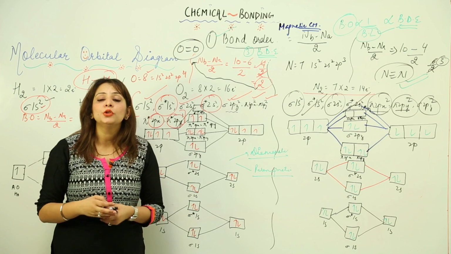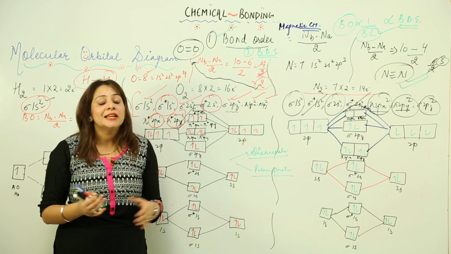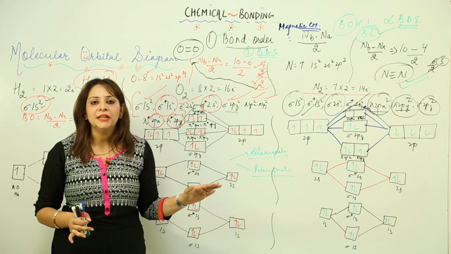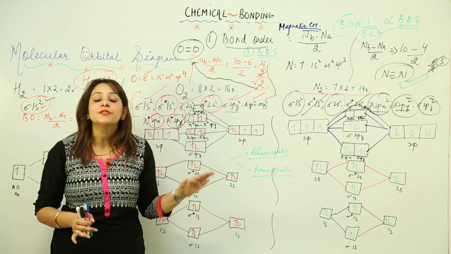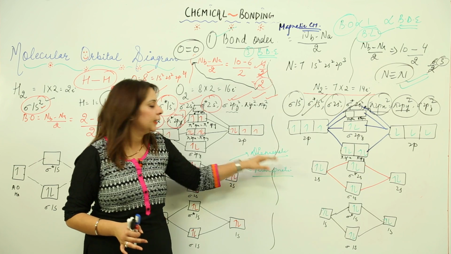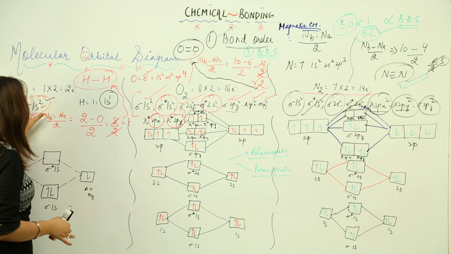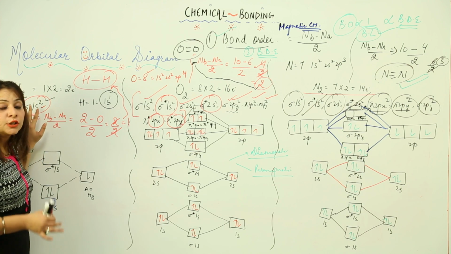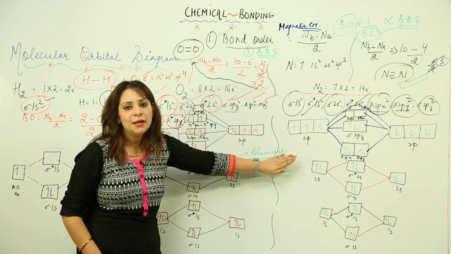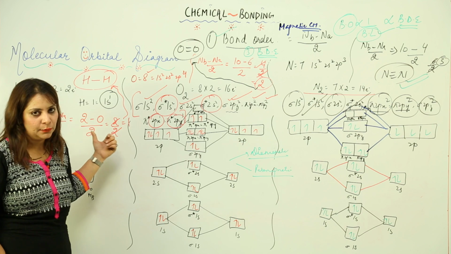Now how will you come to know which molecule is diamagnetic and which molecule is paramagnetic? It is very simple. You just need to look at the configuration of the molecular orbitals, and by looking at that you can find out whether the molecule is diamagnetic or paramagnetic. Like see in this hydrogen molecule, here there is no unpaired electron left. So when there is no unpaired electron, that means the substance is diamagnetic. This kind of substance, when kept in a magnetic field, will be repelled by the magnet.